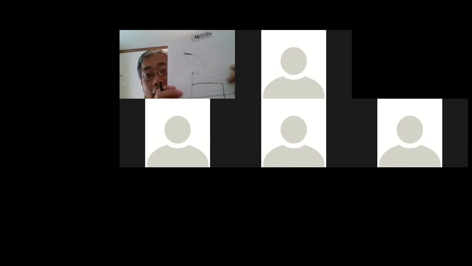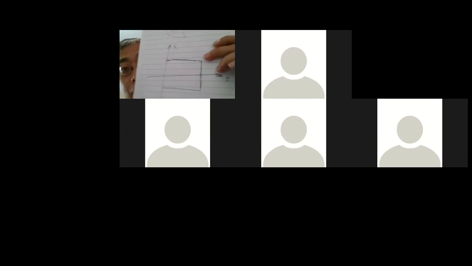Now, we call this axis Z here. We call this axis X. Okay, this is universal for all machines. We call this axis Z. Z here. We call this axis X. All right? Now, the direction is always like this.